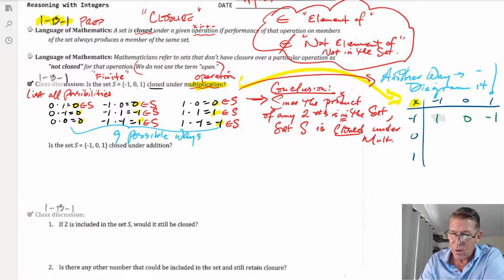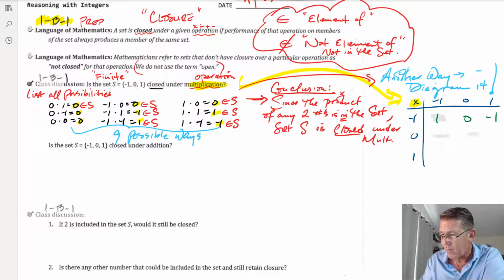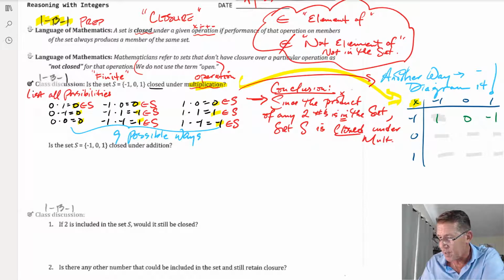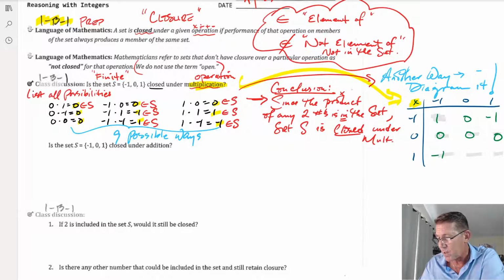There are 9 outcomes, as I was saying. You have to fill in the blanks here, and you've got to multiply every possible combination of numbers. On the second row, 0 times -1 is 0, 0 times 0 is 0, 0 times anything is 0. So the second row should all be zeros. And then on the third row, you multiply by 1. 1 times -1 is -1, 1 times 0 is 0, and 1 times 1 is 1. And if you count them up, there are 9 possibilities.